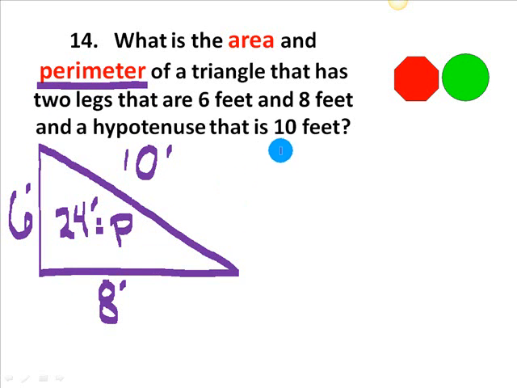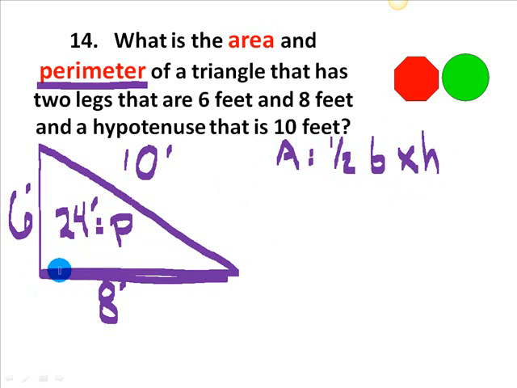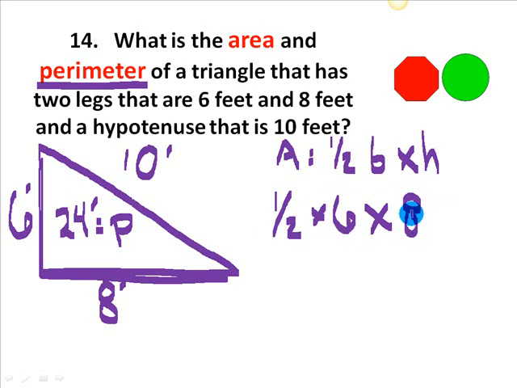Area of a triangle is area equals 1/2 the base times the height. This would be our base, 8, and our height of our triangle would be 6. So I would multiply 1/2 times 6 times 8, and that will equal 24 feet squared. So if you got those two answers, then you're doing it right.